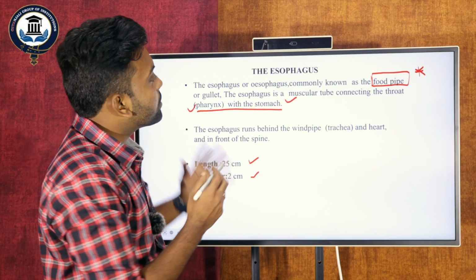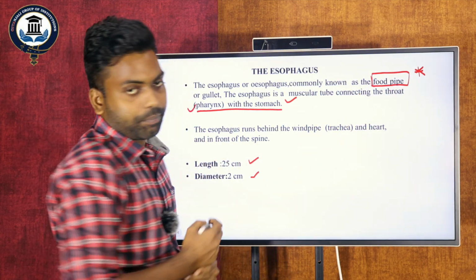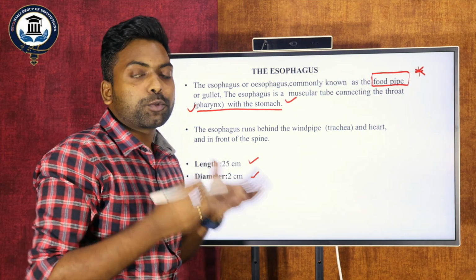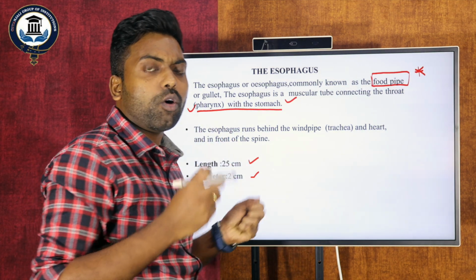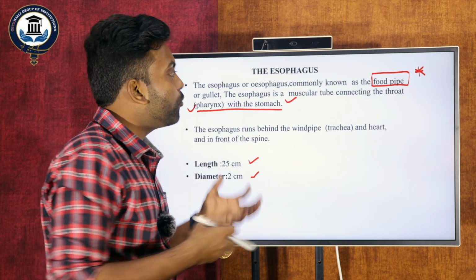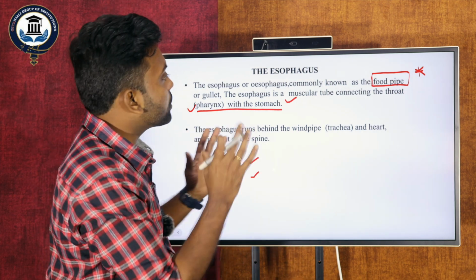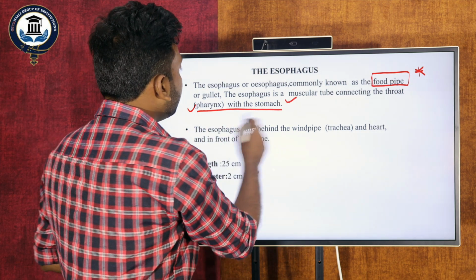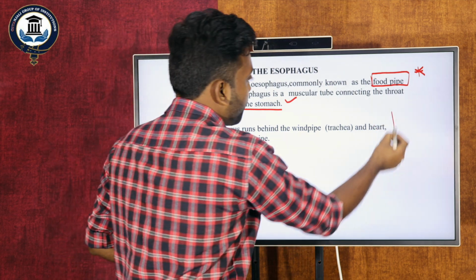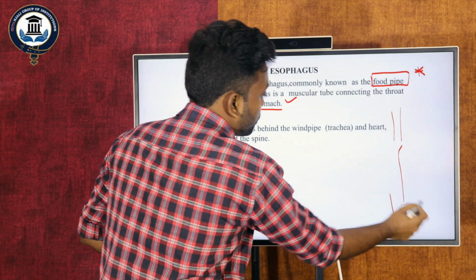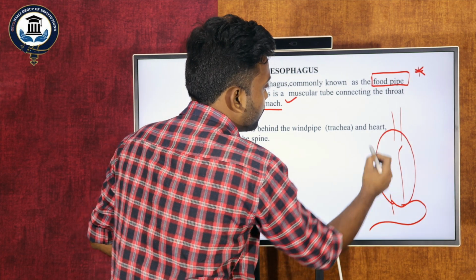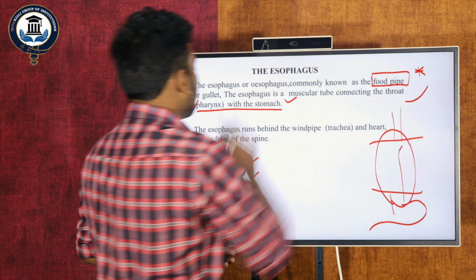So what is the meaning of esophagus? The esophagus is also called the food pipe. So why is it called a food pipe? Because the esophagus enhances the passage of food material, that is why it is called the food pipe. And as I told you, it starts with the pharynx and ends with the stomach. So this pipe is called the esophagus.